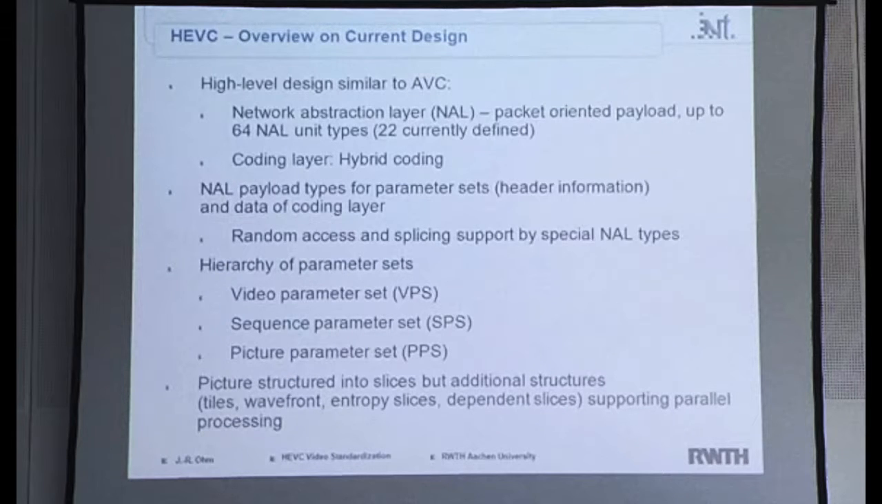Some overview about the current design. The high-level design is quite similar to HEVC, but some things are done a little bit more elegantly. We have more possible NAL unit types. NAL unit types are a scarce resource, and we were eventually running out of NAL unit types already in HEVC.